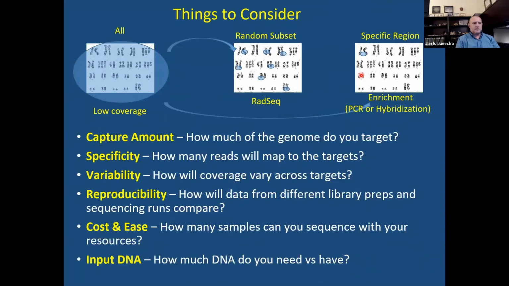Even logistical stuff, like what's your budget? How many samples do you need to sequence? How many samples do you have funding to sequence? How easy is it to generate those DNA libraries?